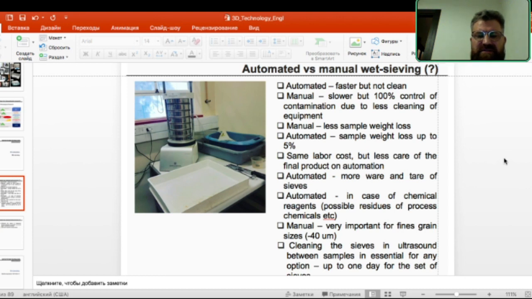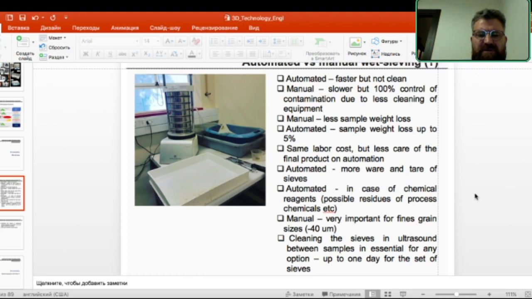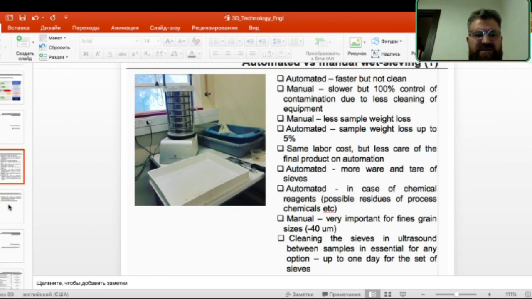With manual, also, you can work with very fine material, and it just appears to be more handy. For our projects, we always use manual wet sieving, and that is what we will show you today, that Oleg will be doing manual wet sieving very precisely to show you how to do it.